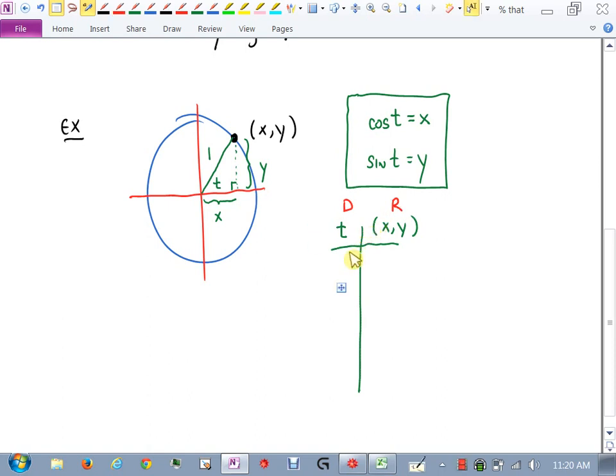So let's plug in some values of t. How about 0? So if my angle is 0, or if t is 0, cosine of 0 is 1, and sine of 0 is 0. So you were at the point (1, 0), aren't you? Okay. Let's plug in some other common angles. How about pi over 4? At pi over 4, it's root 2 over 2, root 2 over 2. So cosine of pi over 4 is root 2 over 2. Sine of pi over 4 is root 2 over 2 also. One of the next common angles, pi over 2. What's cosine of pi over 2? 0. Sine of pi over 2 is 1.